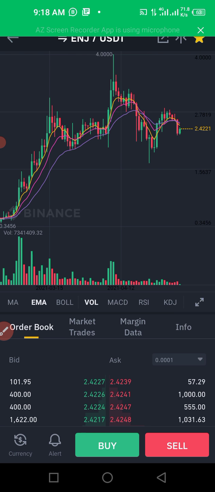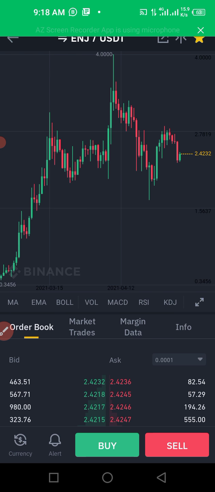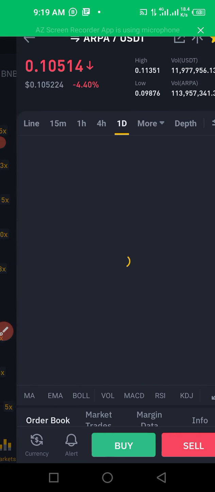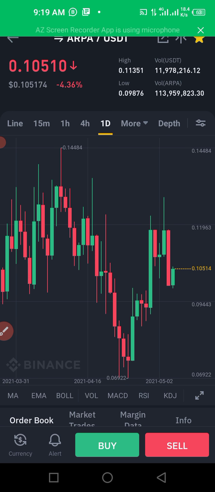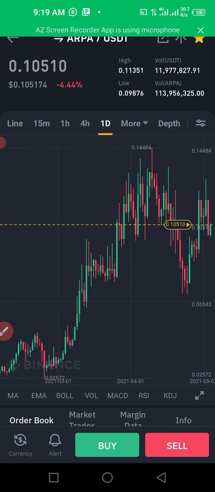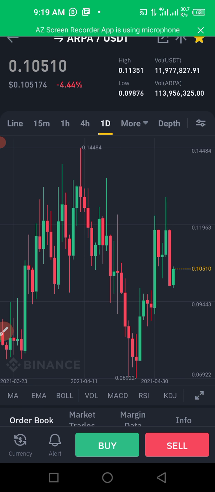So let me just try and see if I can draw another structure in another market for you to understand how this thing works. Let me remove the moving average and the volume. Let's go to the UPPER USDT. Okay, we are on the daily chart.